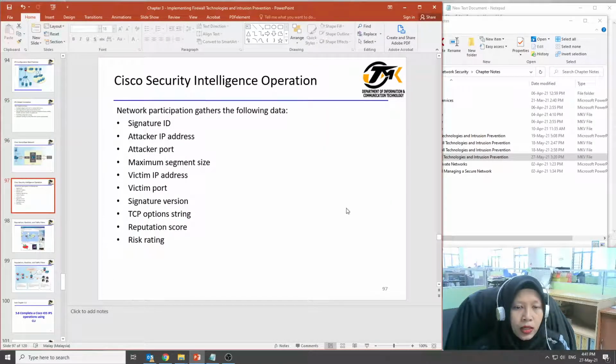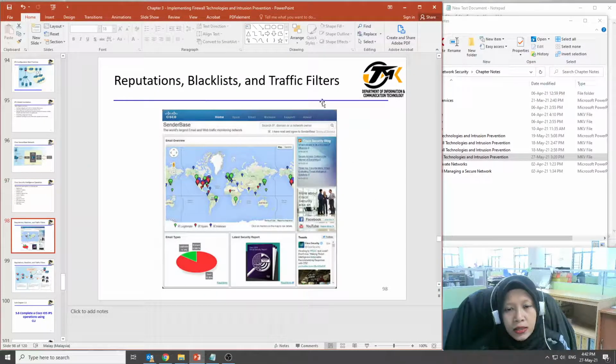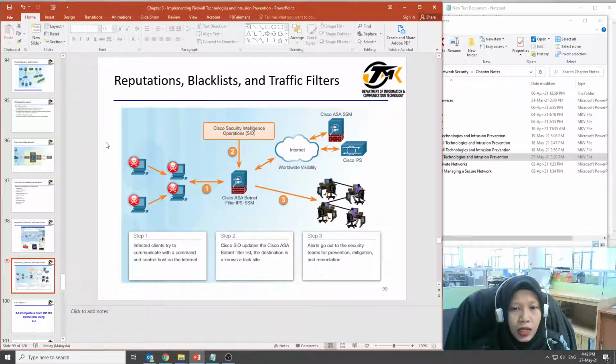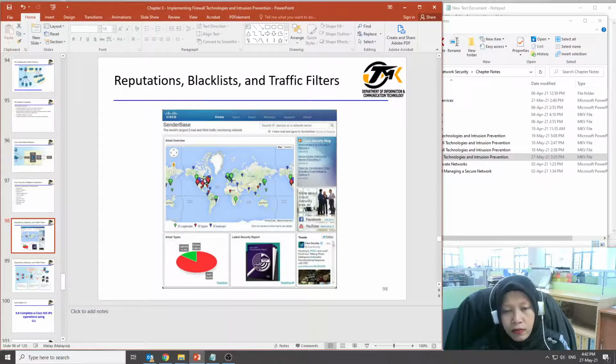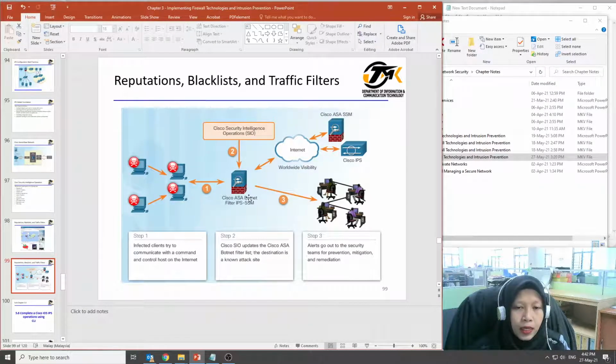So this is the Cisco Security Intelligence Operation. This is where they get the information they have. If there is an attack, they will have the information, and they will try to find information about all of this. So: reputation, blacklist and traffic filter. If Cisco security knows that a particular server is the source of a botnet, let's say, and it is a known IP, then it will filter the list and blacklist it. It will filter and blacklist based on the reputation that they have.